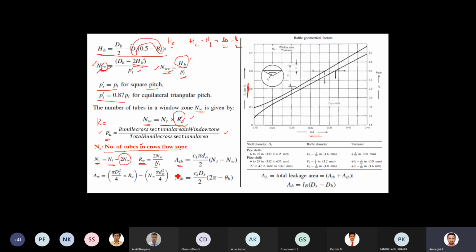Similarly, you can calculate ATB, which is the area available for tube to baffle leakage. This is your tube OD, and this is your tube hole. How will you calculate it? It is based on NT minus NW. If you have a baffle like this, these are all the tubes available. So NT minus NW will give the number of tubes. For one tube, this is the area. If you take this, it is pi d naught by 2 normally. This is the area available for flow.